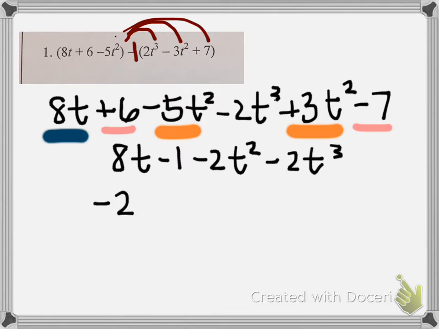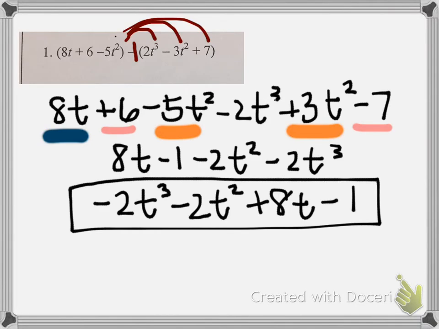And from here, we like to put things in descending order for the most part, meaning that we like to take a look at the exponent of the variable here and then put them in descending order. So we start from the highest basically to the lowest. And so for the final answer, we do get -2t to the third minus 2t squared plus 8t minus 1.